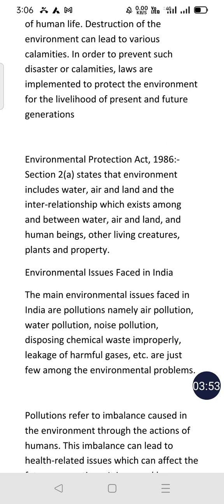Environmental Protection Act 1986, Section 2A states that environment includes water, air, land and the interrelationship which exists between water, air, land and human beings, other living creatures, plants and property.